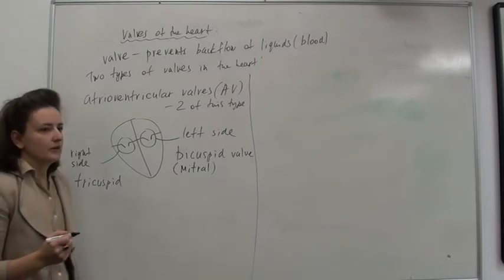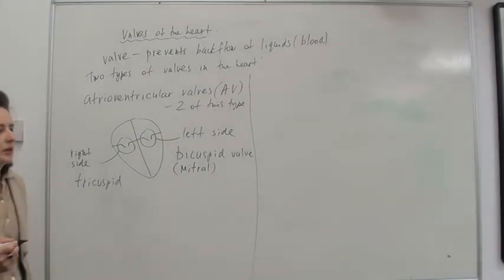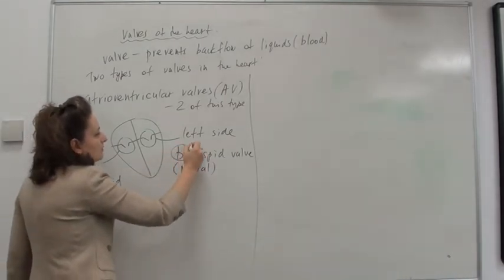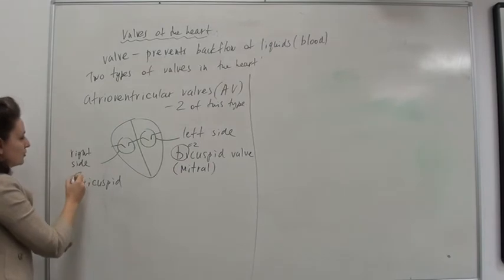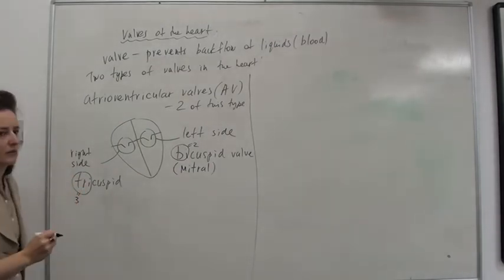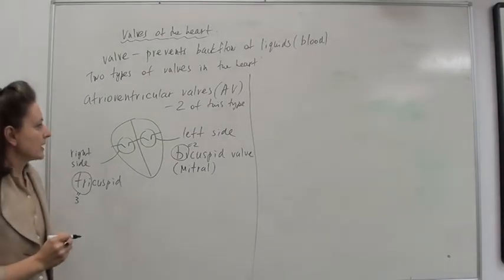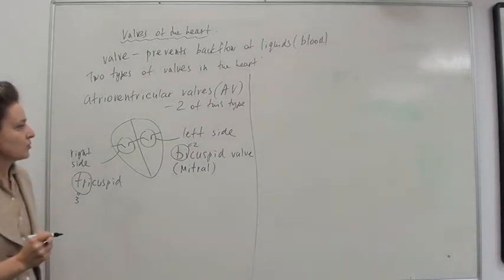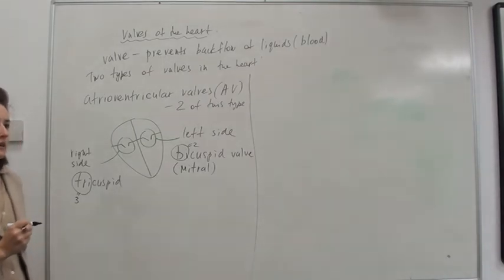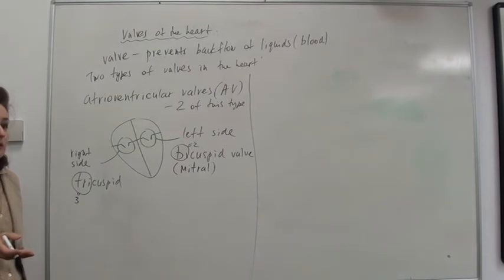Right, let's think about the term bicuspid, tricuspid. What does bi suggest? Two. What about tri? Three, right? So like bicycle, tricycle, right? So in bicuspid valve, you have two cusps, and in tricuspid valve, you have three cusps.